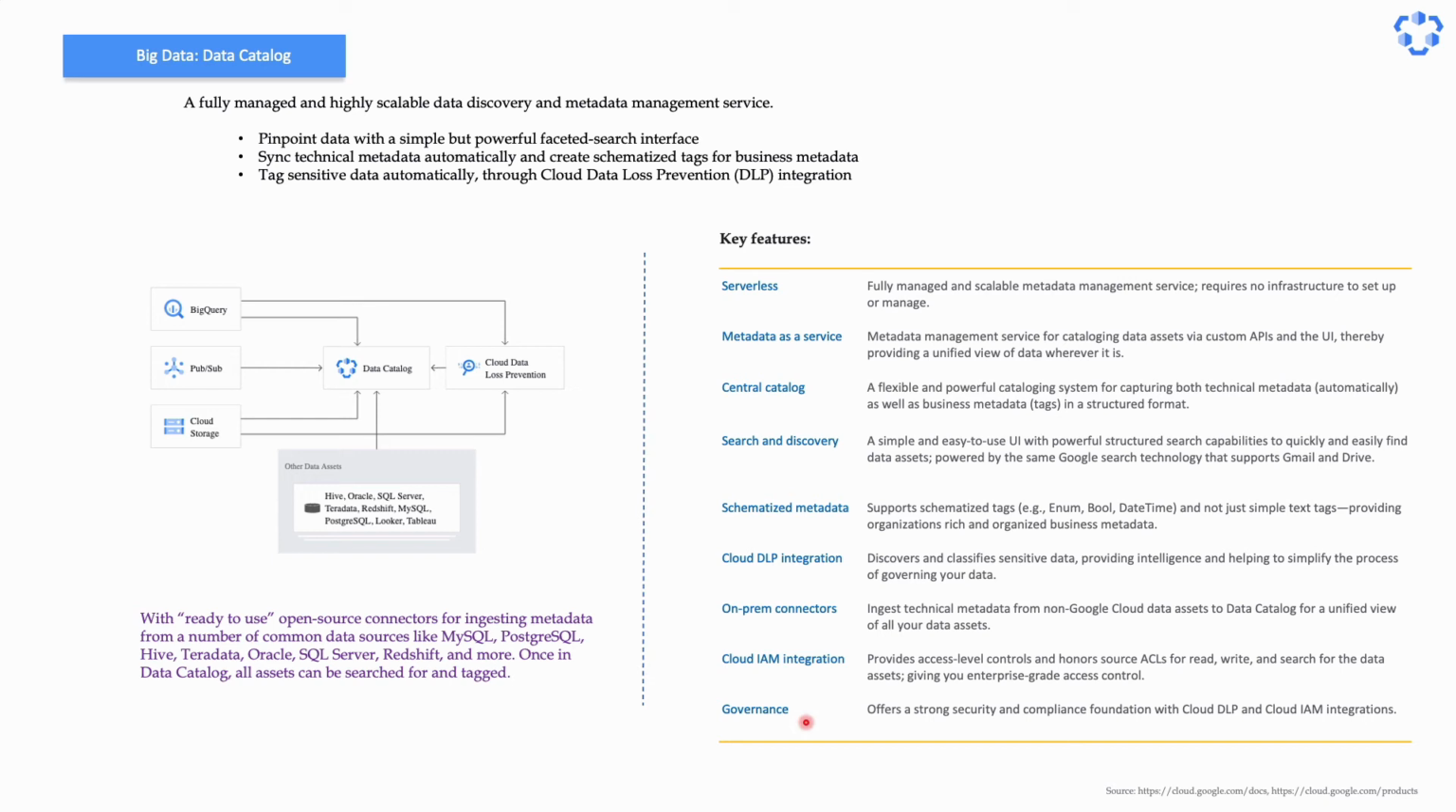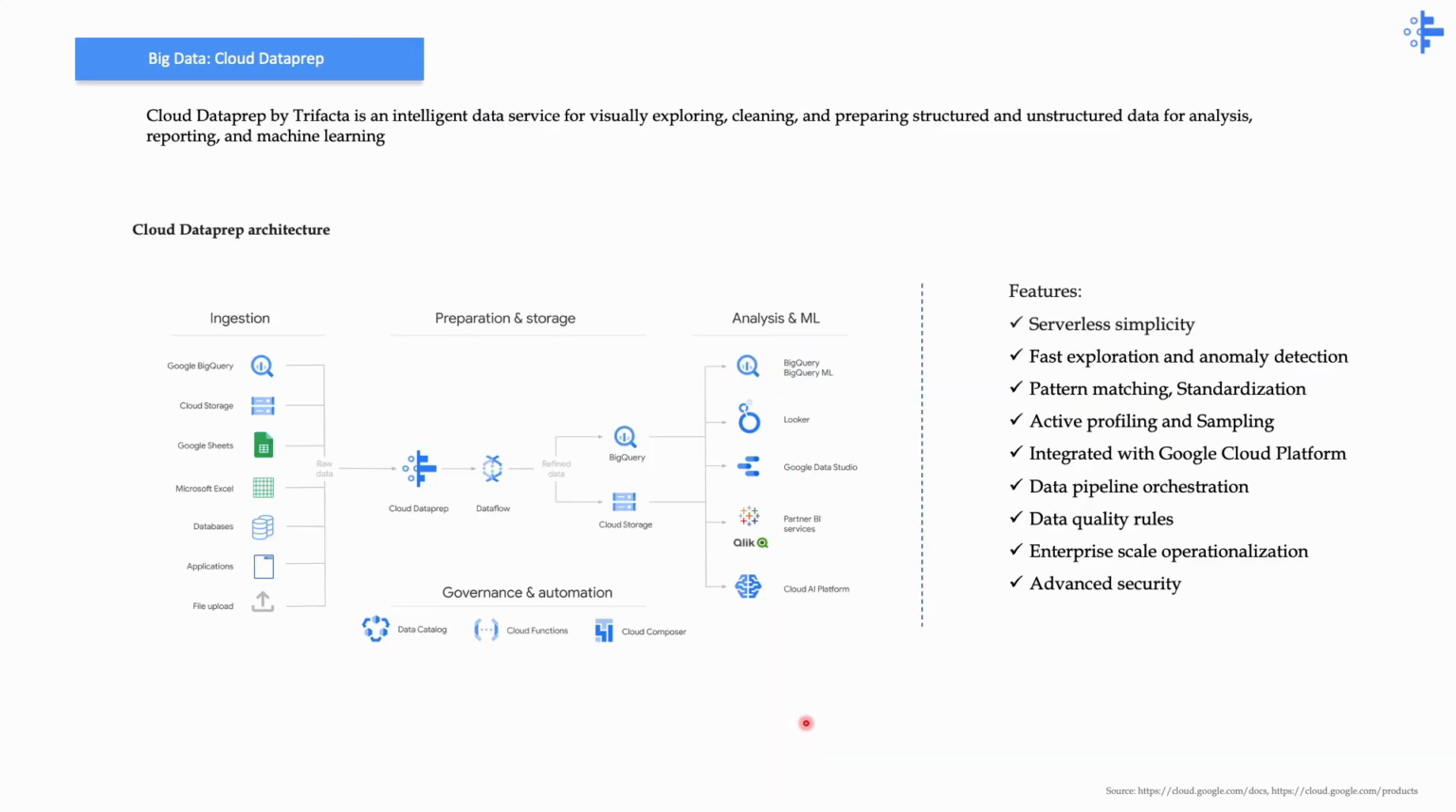Now, with this, let's move on to the next one, which is Cloud Data Prep. Now, Cloud Data Prep is owned by a third company called Trifacta, but it's integrated within the Google Cloud ecosystem. Cloud Data Prep by Trifacta is an intelligent data service for visually exploring, cleaning, and preparing structured and unstructured data for analysis, reporting, and machine learning.